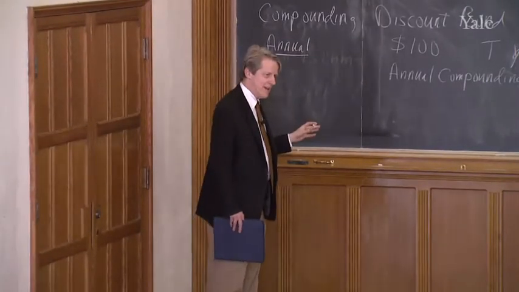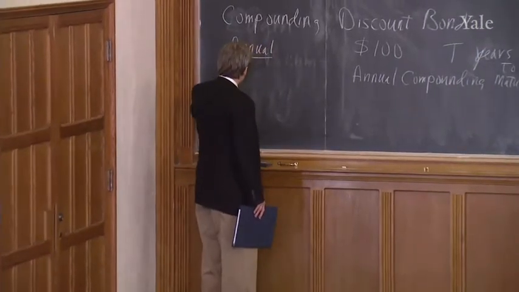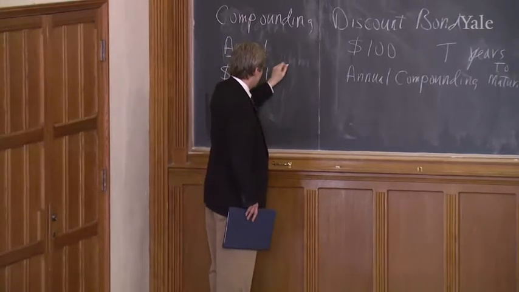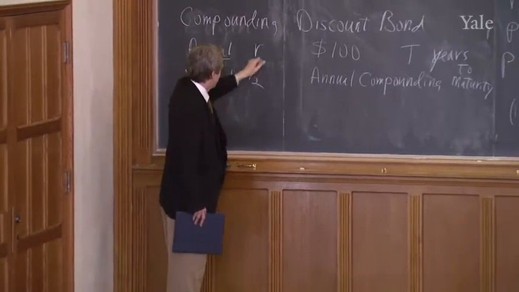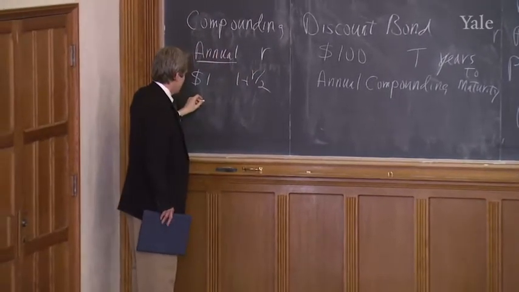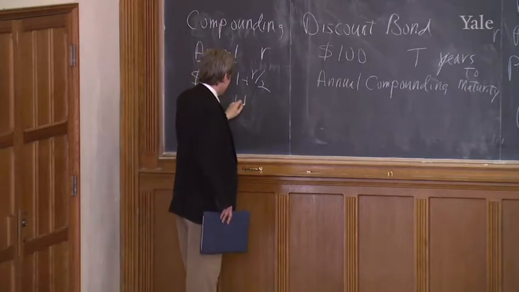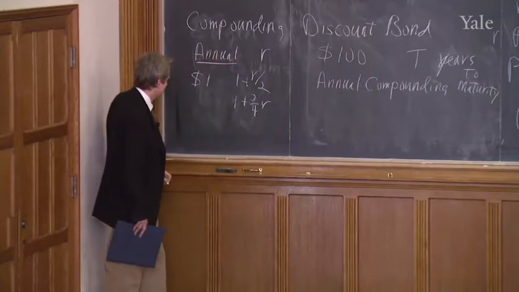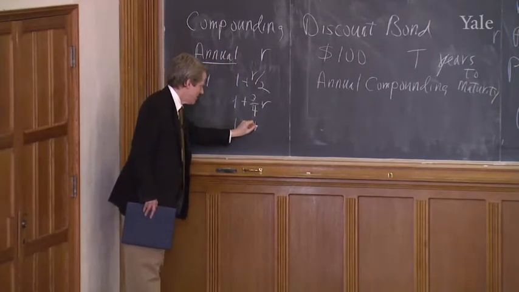You put your money in today. Half a year later, if you put in $1 today, you'll have 1 plus R over 2 dollars, with an interest rate R. Three quarters of a year later, you'll have 1 plus 3/4 R dollars. And then a full year later, you'll have 1 plus R.